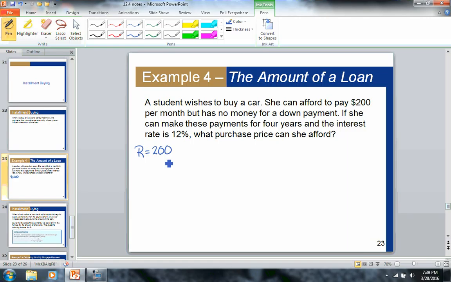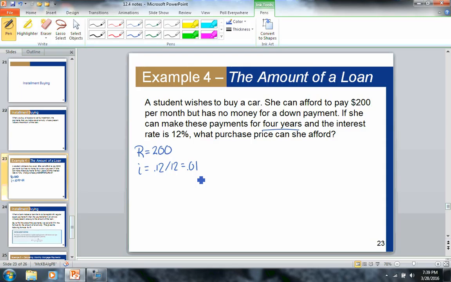She can afford to pay $200 per month but has no money for a down payment, so we don't have to worry about subtracting anything. If she can make these payments for 4 years, that's key because that's going to affect our interest rate. The interest rate is 12%, so 0.12, and we're going to divide it by 12 because the interest rate is over the whole year, and if she's doing monthly payments, there are 12 months in a year.